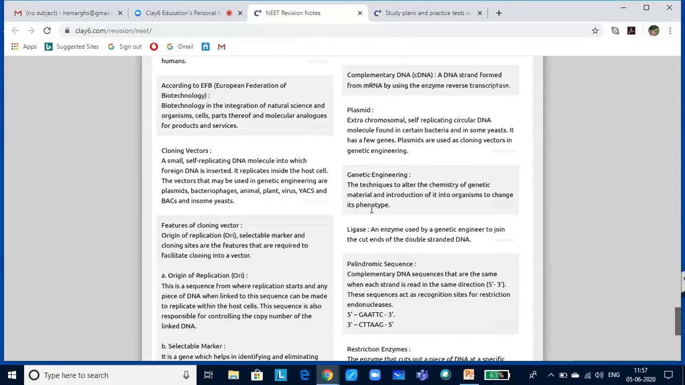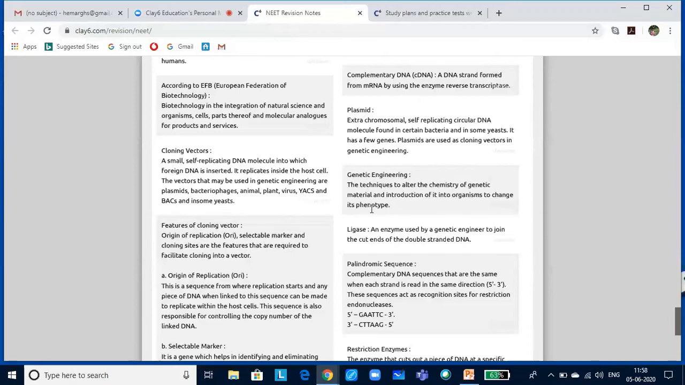Now you need cloning vectors. Plasmids and bacteriophages are commonly used as vectors. There are other kinds of vectors like cosmids and phasmids too. They have the ability to replicate within bacterial cells independent of the control of the chromosomal DNA.